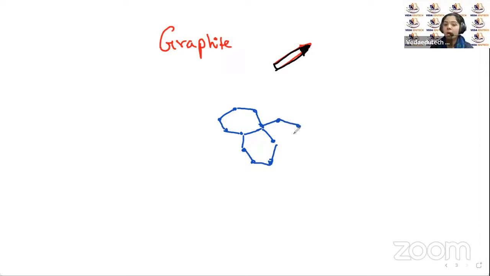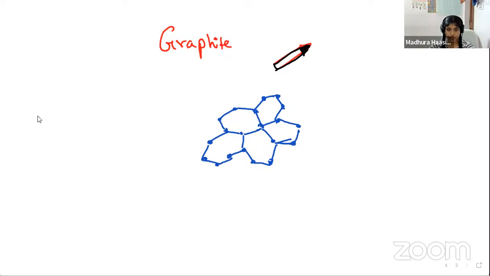Together, they will form a hexagonal structure. 1, 2, 3, like this. One carbon attached to 3 carbons, like that. So together, all the carbons are going to form a hexagonal structure. Okay, clear? They're only sharing 3 carbons with each other.